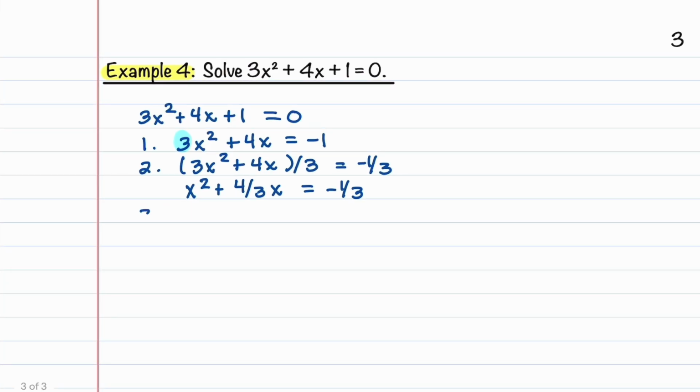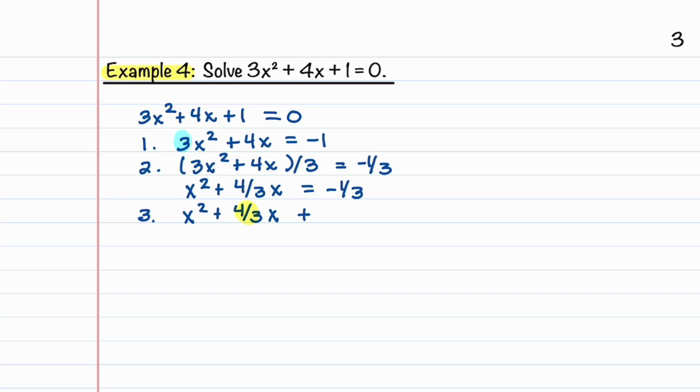Now comes the hard part. We're going to complete the square, and we have fractions, but we can do this. We're going to write down x squared plus 4 divided by 3 x. Now what we're going to have to do is take our middle term, which is 4 divided by 3. We're going to divide it by 2, and we're going to square it.